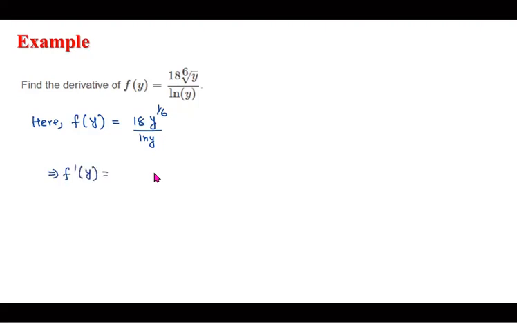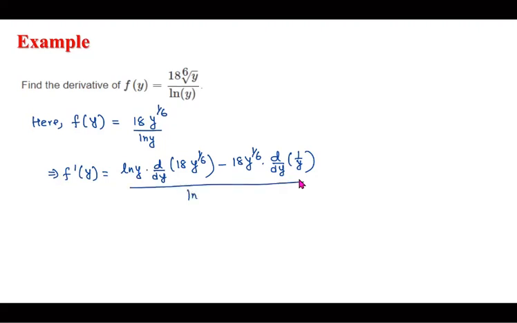Okay, I'm going to write in detail. So the derivative is equal to the denominator, which is natural log y, times the derivative of the numerator. The derivative of the numerator is 18 y to the 1/6. Denominator times the derivative of the numerator, minus the numerator, 18 y to the 1/6, times the derivative of the denominator, all divided by the square of the denominator. So we have natural log y squared. Now we need to simplify this very carefully to get that derivative.